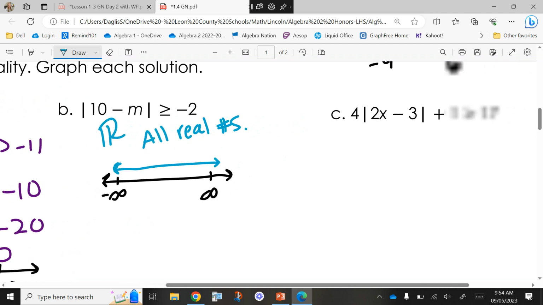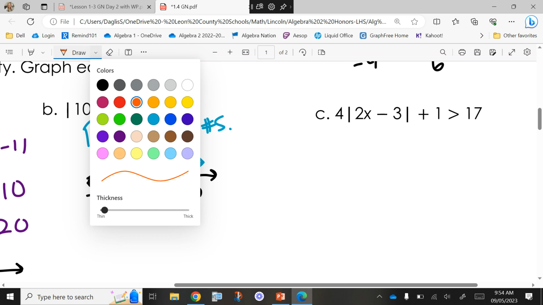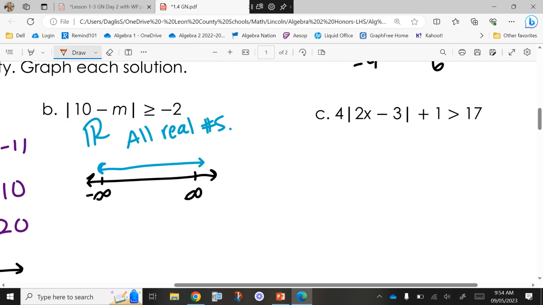All right, beautifuls. Oh, goodness. Then there's C. What's happening here? So many things. Before we make our two equations, we've got to get the absolute value bars by themselves first. I need to subtract 1 and then divide by 4. If I subtract 1 over, that gives me 16, and then divide by 4, and I have the absolute value of 2x minus 3 is greater than 4.